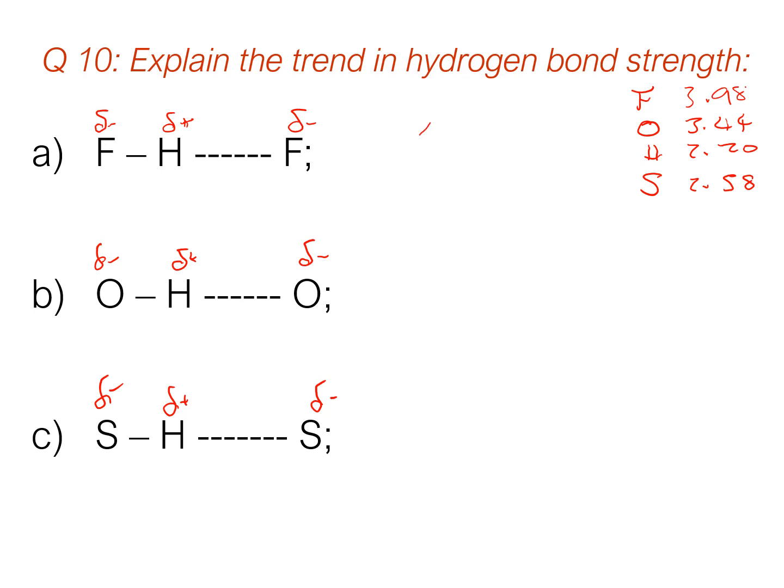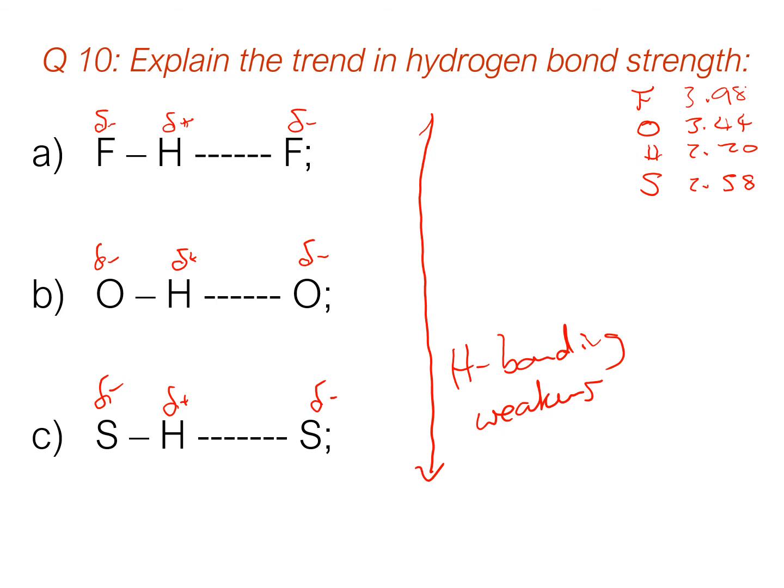Therefore, the trend going down here is that hydrogen bonding weakens. So HF has the strongest hydrogen bonds and SH has the weakest hydrogen bonds.